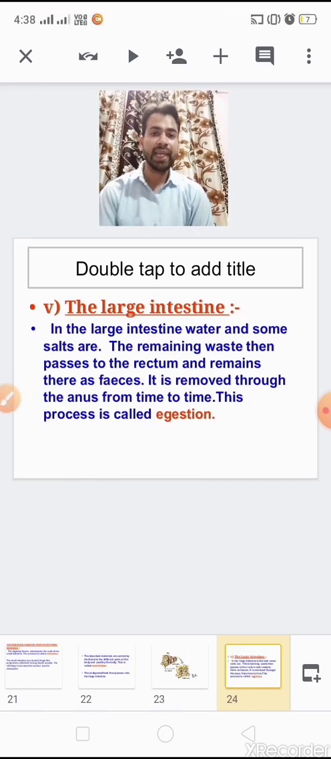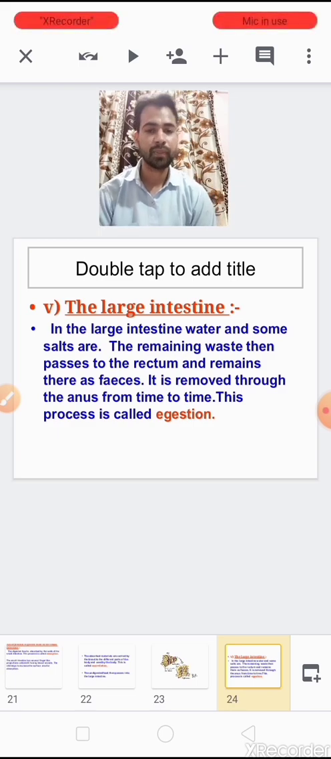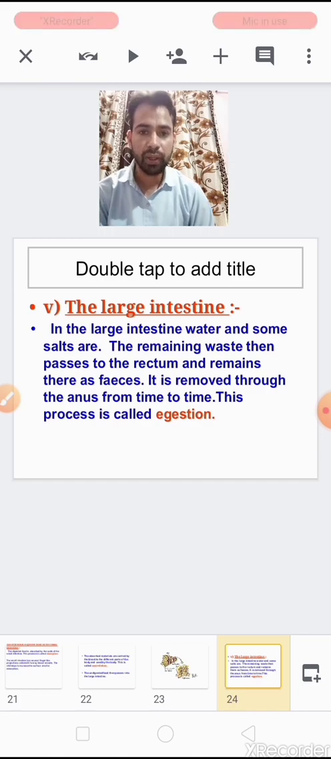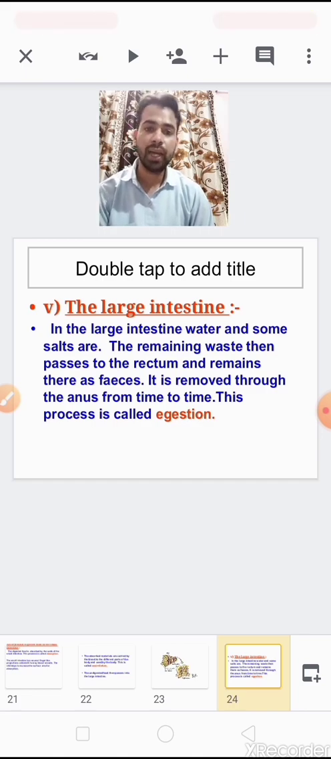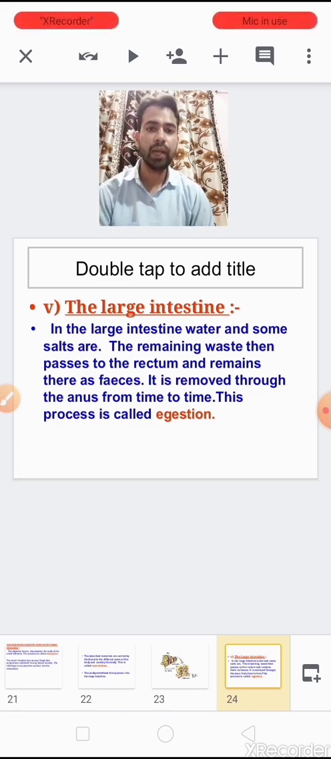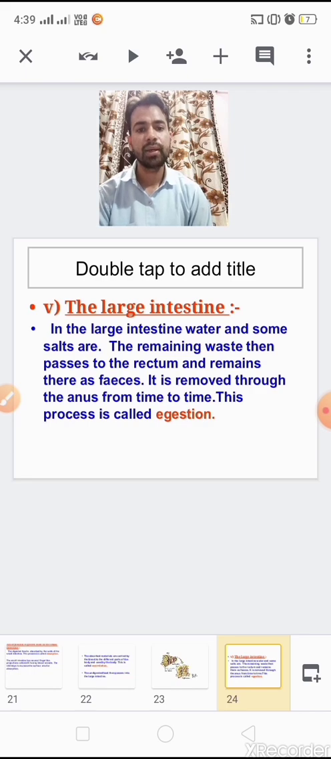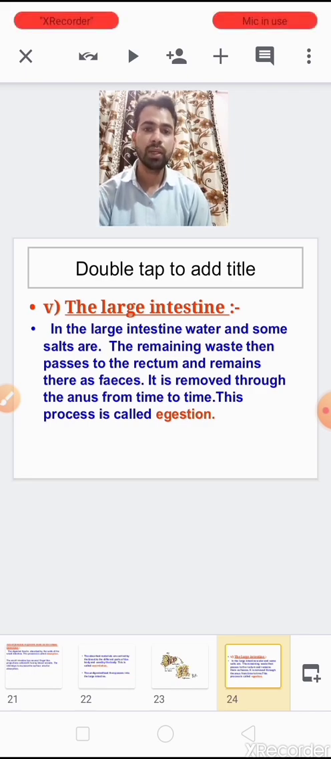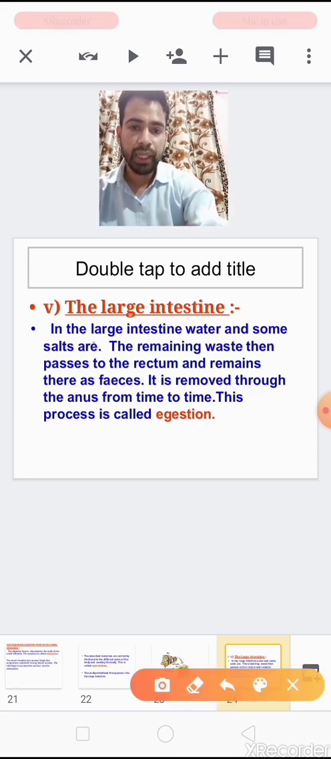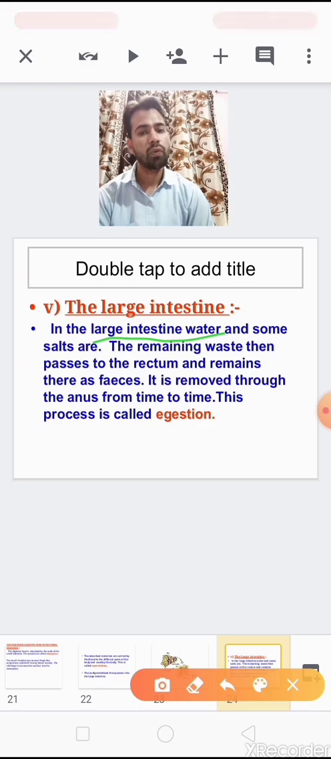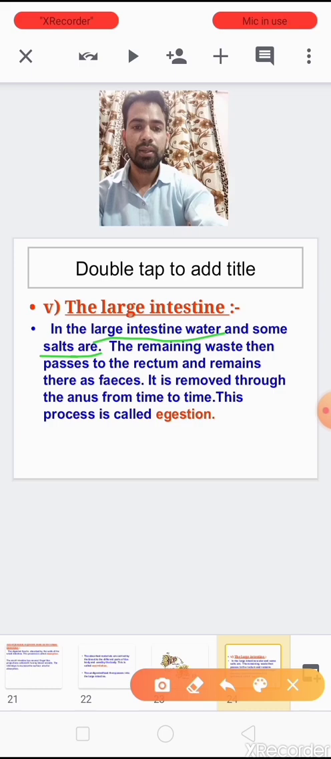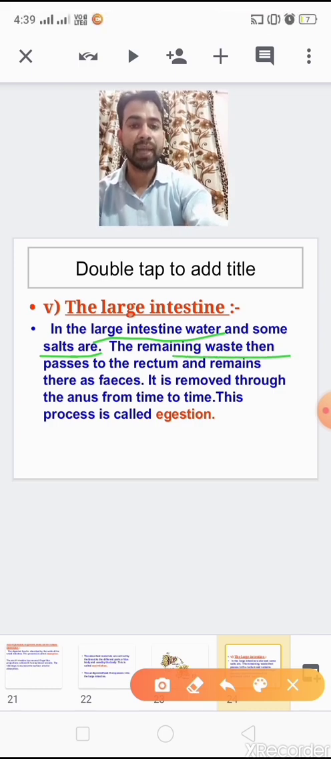Now next is the large intestine. I told you that the undigested food goes to the large intestine, and from there the undigested food is removed from the body. Okay children, see here, in the large intestine water and some salts are absorbed. The remaining waste then passes to the rectum.